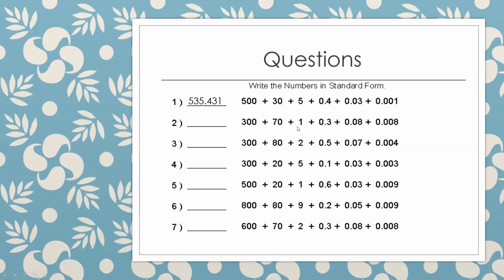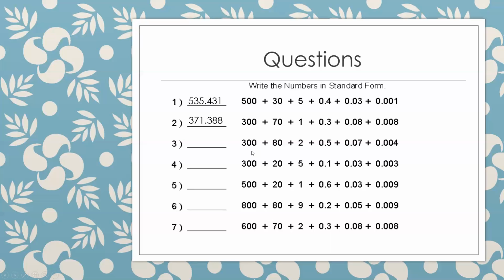Let's move on to the next question. 300 plus 70 plus 1. So let's take the whole number first. So this will be 371. Let's move on to the fractional part. 0.3 plus 0.08 plus 0.008 is 0.388. So the answer will be 371.388.